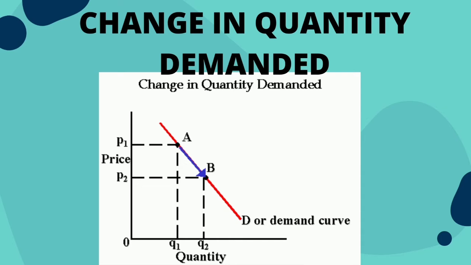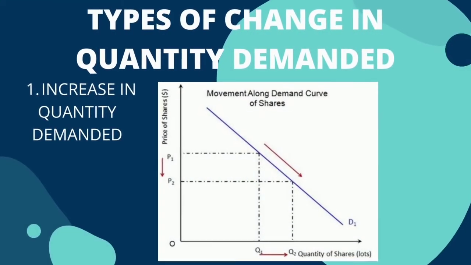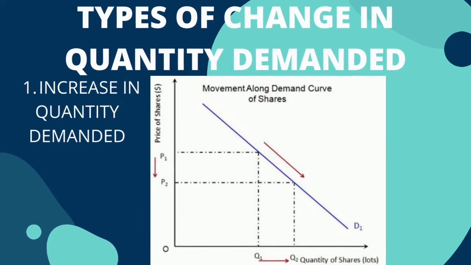The quantity of commodity demanded changes with price. More goods are bought at lower price than at a higher price. Types of change in quantity demanded. 1. Increase in the quantity demanded.